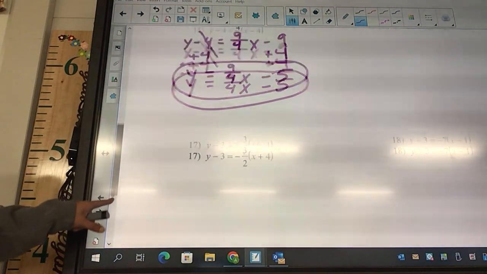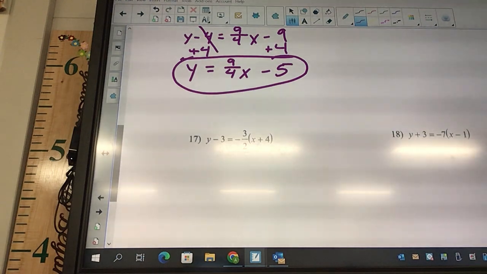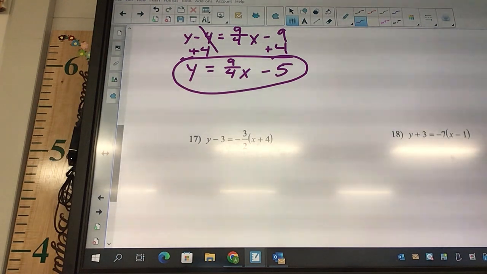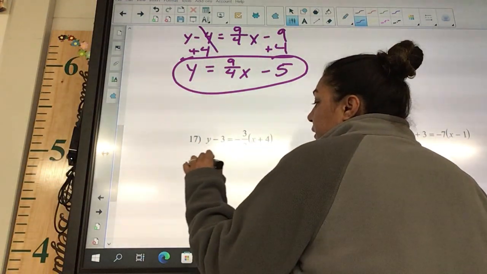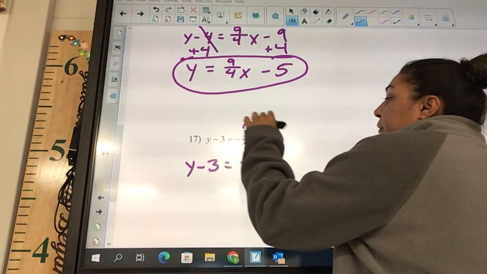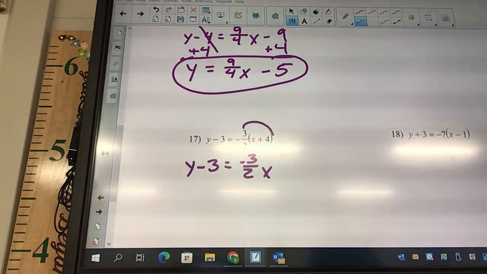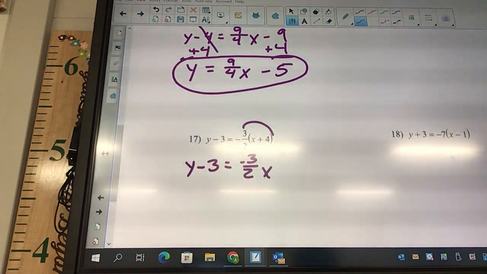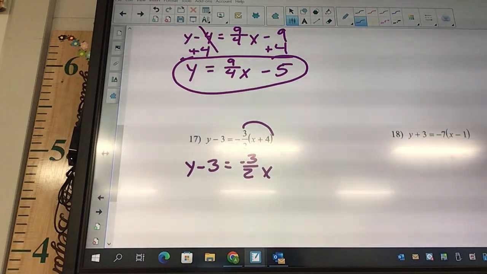Okay, 17. What needs done first? Distribute. So negative 3 over 2 times x. It's going to be negative 3 over 2x. Negative 3 over 2 times 4. Negative 6.